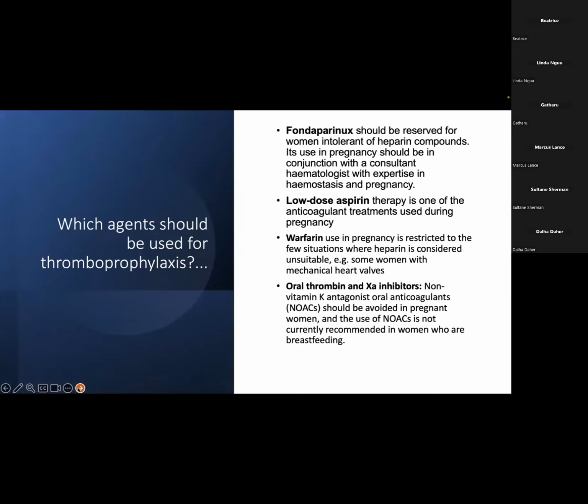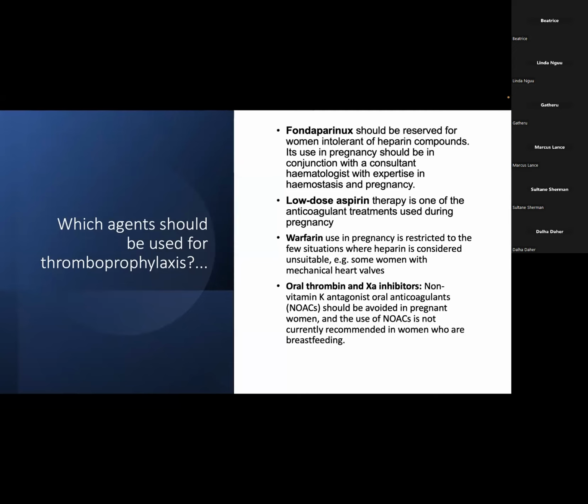Fondaparinux should be reserved for women who are intolerant to heparin compounds. Its use in pregnancy should be in conjunction with a consultant hematologist with expertise in hemostasis and pregnancy. Low-dose aspirin therapy is one of the anticoagulant treatments used during pregnancy. It's one of the drugs they use for patients with recurrent pregnancy losses.